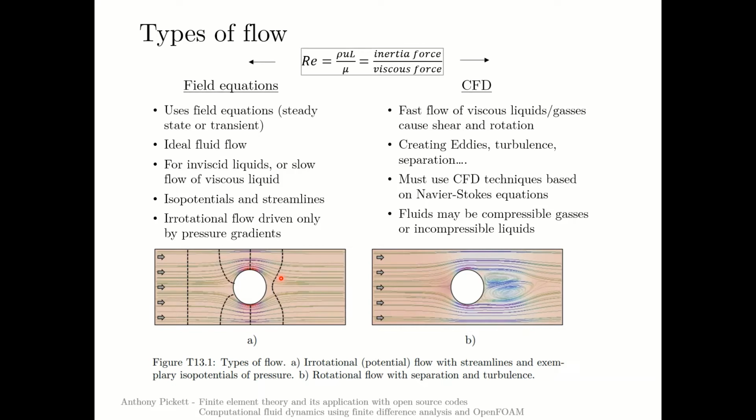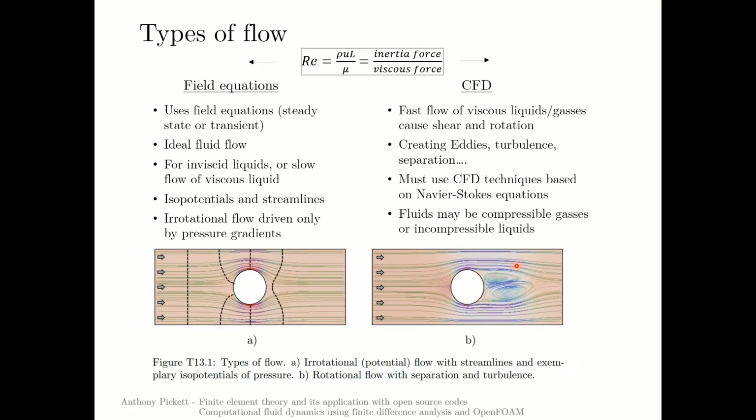On the other extreme, we have this CFD technique, which uses a very different physics to model the problem. We use the Navier-Stokes equations. These contain mass, momentum, and energy equilibrium or conservation. It can predict eddies, turbulence, separation, and so on, as we see here. And it is for fast flow of viscous liquids and viscous gases. And it is the viscosity in these materials that tends to cause this turbulence effect.